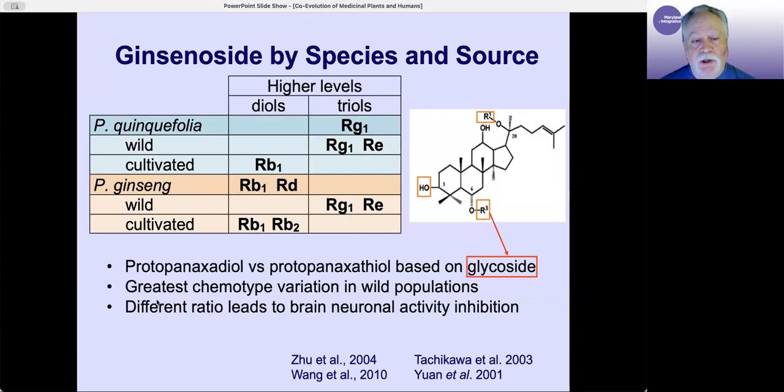And what's important is that some of these variations can actually be used to explain why some ginsengs are really good at inhibiting certain brain neuronal activity versus others. So again, this is where we go back and ask, why are we studying all this? What's so interesting about this coevolution is that we need to begin to understand how to source this material in the appropriate way for whatever we're trying to treat.